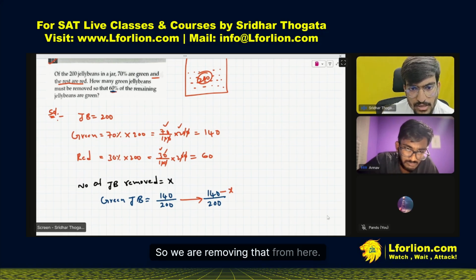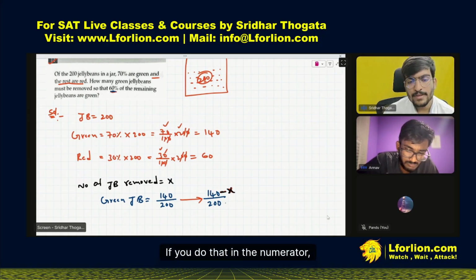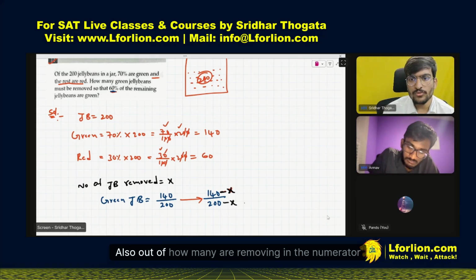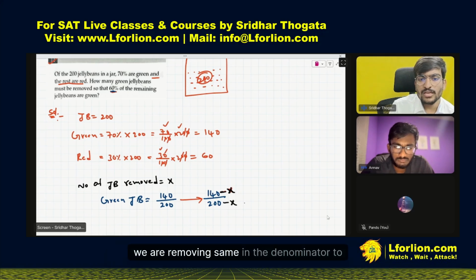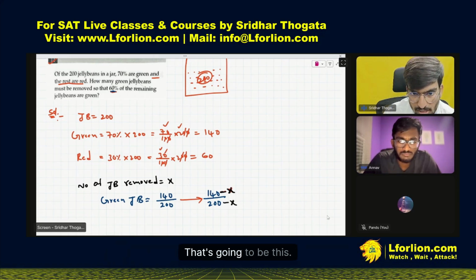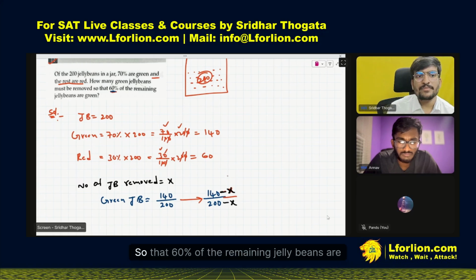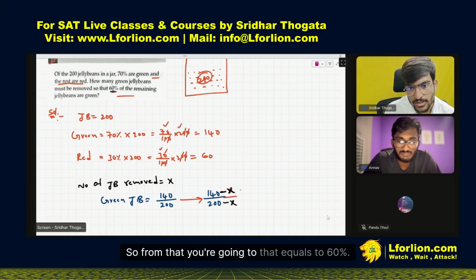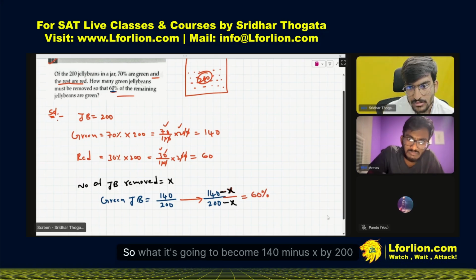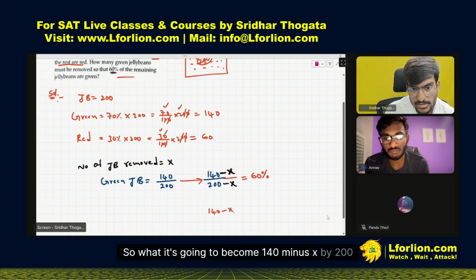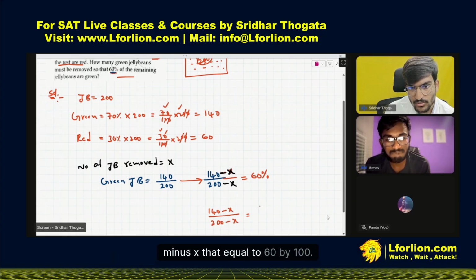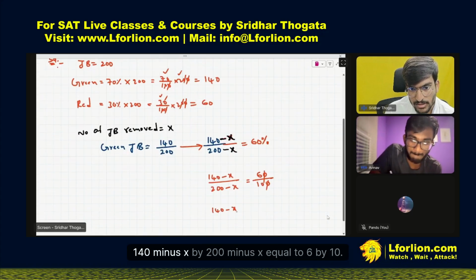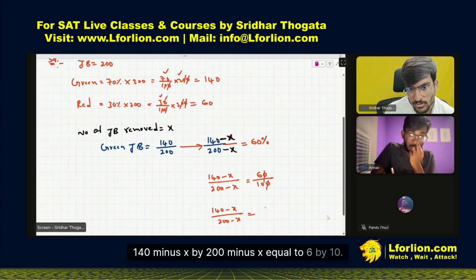So we are removing that from here. If you do that in the numerator, it will be imbalanced. So to balance it, I'll remove it in the denominator also. Whatever we are removing in the numerator, we are removing the same in the denominator to balance it. So that's going to be this. Now what they said, so that 60% of the remaining jelly beans are green. So that equals 60%. So it's going to become 140 minus x by 200 minus x, that equals 60 by 100. So that's 6 by 10: 140 minus x by 200 minus x equals 6 by 10.